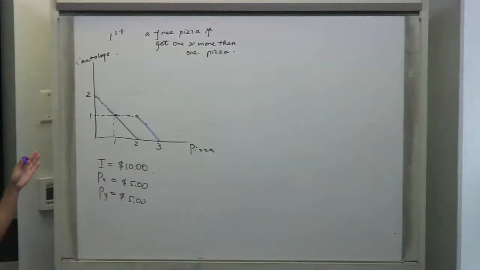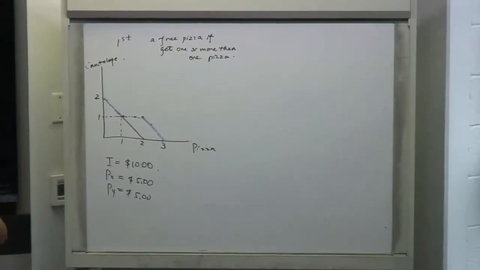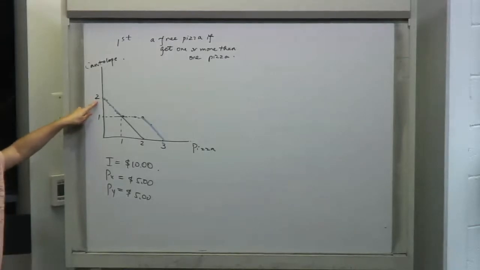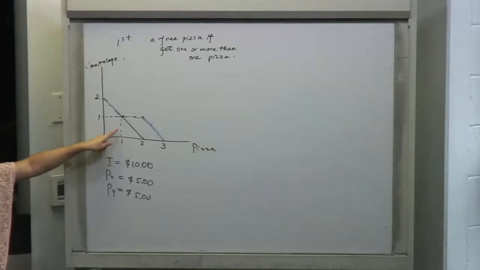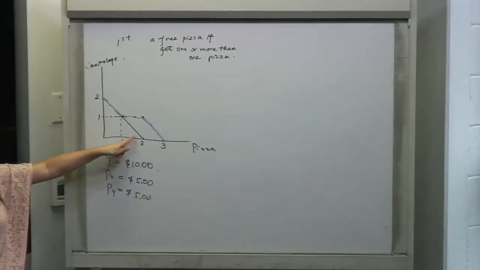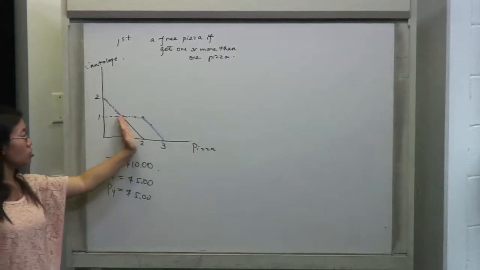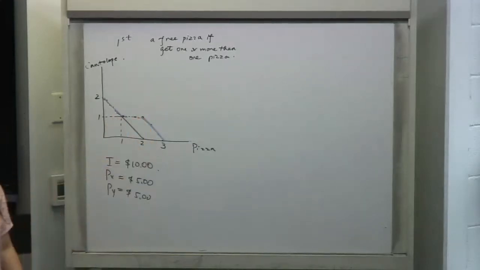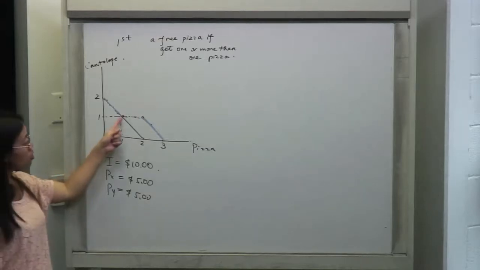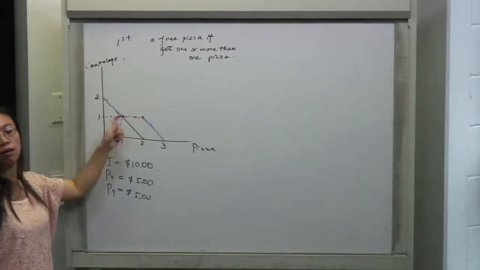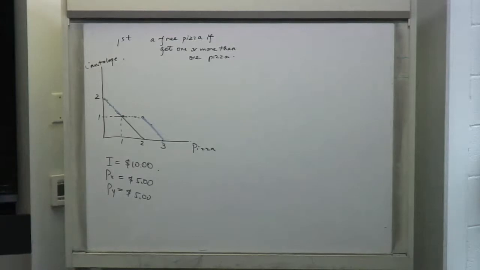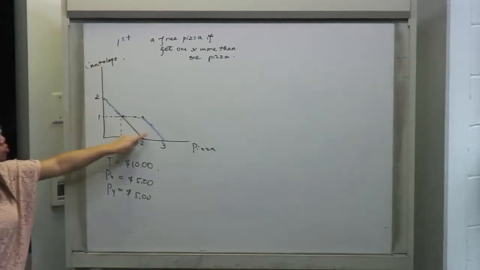So is everyone clear about that one? This point does not change here, right? Because you're not buying any pizza, so you're not going to get benefit. You're only going to start getting benefit when you get one more free pizza. So from here to here, you're going to benefit from this one free pizza. So this part of the budget line is going to be shifted toward the right. And it does not include this point, but will include this point. So the budget constraint line for the first scenario includes these two parts.